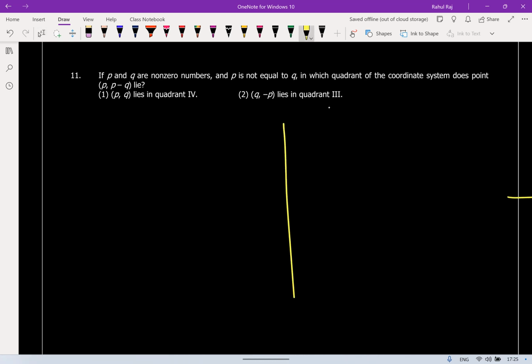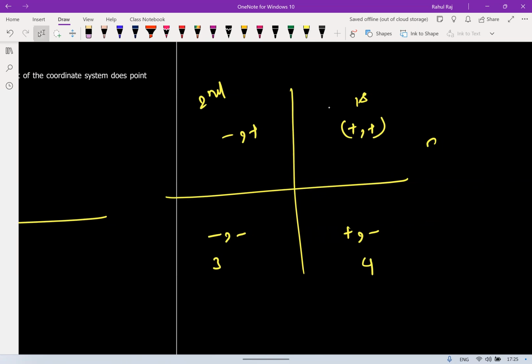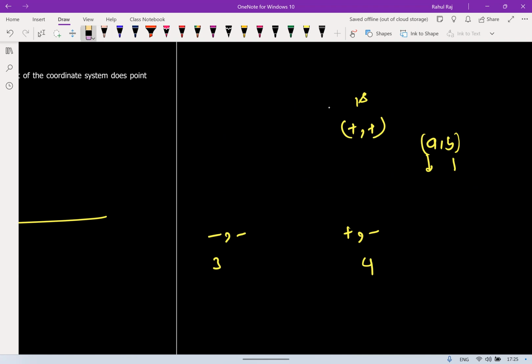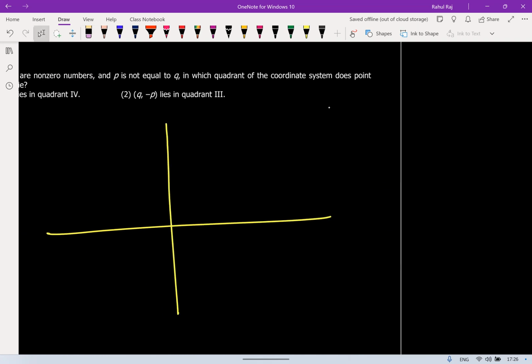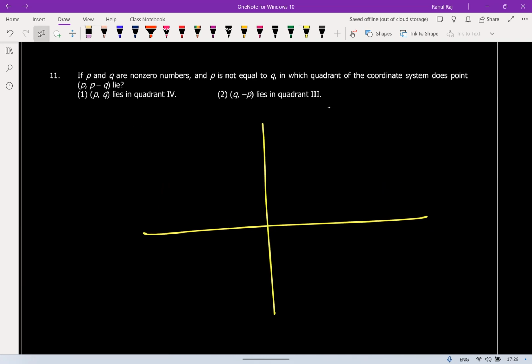P is not equal to Q. In which quadrant do P and P minus Q lie? To understand in which quadrant point AB lies, what do I need to know? I need to know the sign of A and B. There is nothing else that we have to know. So my entire job in this question is to understand the sign of P and P minus Q. Once I get the sign of P and P minus Q, I'll be able to understand in which quadrant these two points lie.